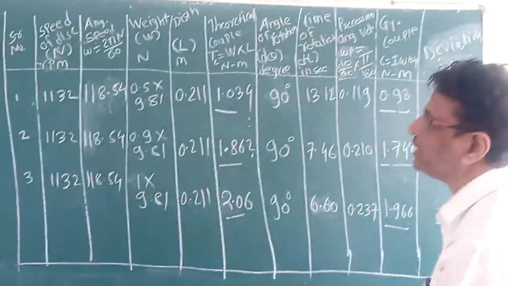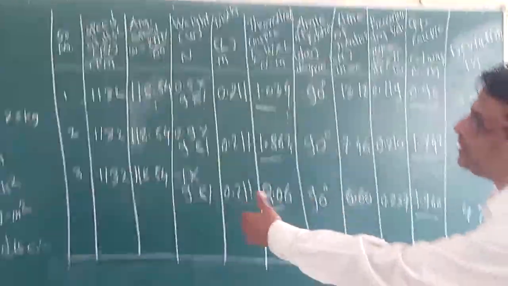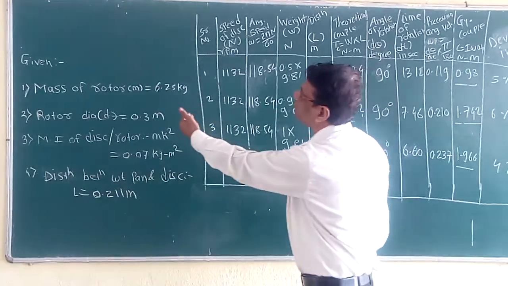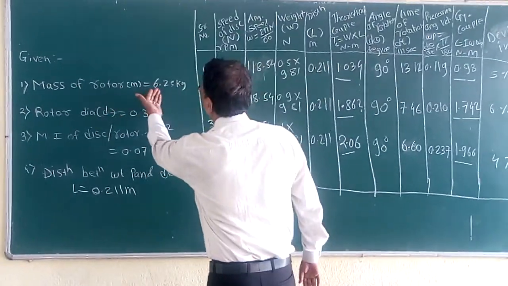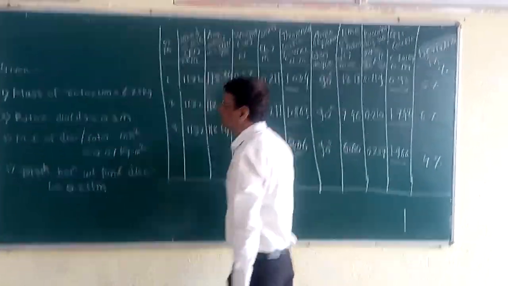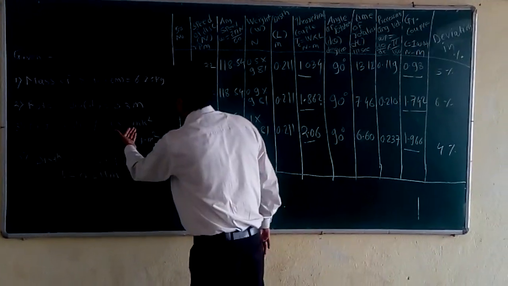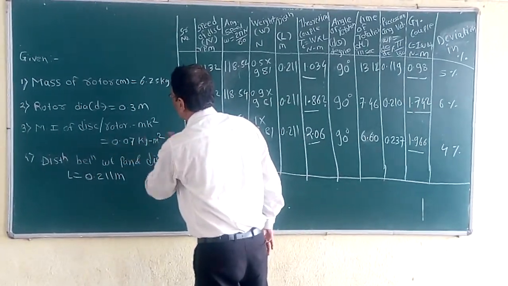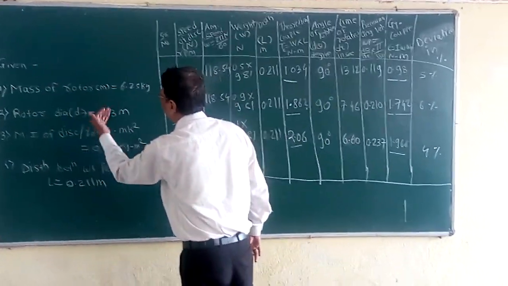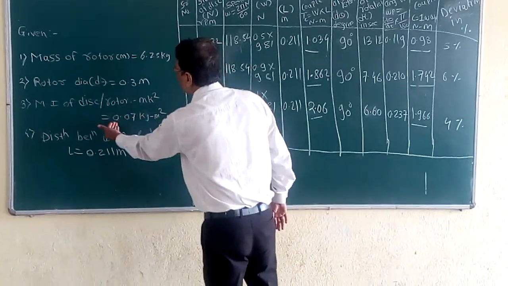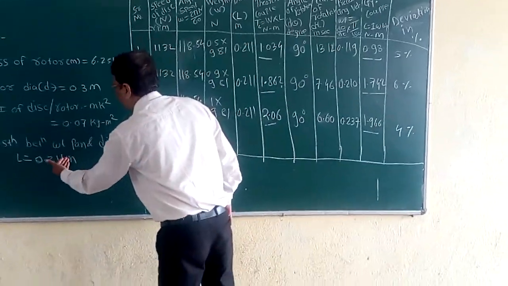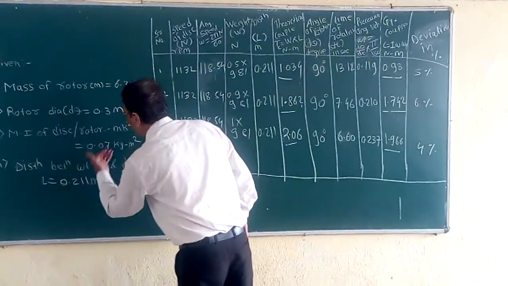Now, this is our observation table. For the observation table, this is the given data, as discussed by Dr. P.J. Patil, sir. This is the mass of the rotor, 6.25 kg. This is the rotor diameter, D, 0.3 meter. MI of the disc of the rotor, m k square, is nothing but 0.07 kg meter square. That is equal to 6.25 into k, where k is nothing but r divided by 2. M k square is m r square by 2. Its value is 0.07 kg meter square. The distance between the weight of the fan and this scale is equal to 0.211 meter.